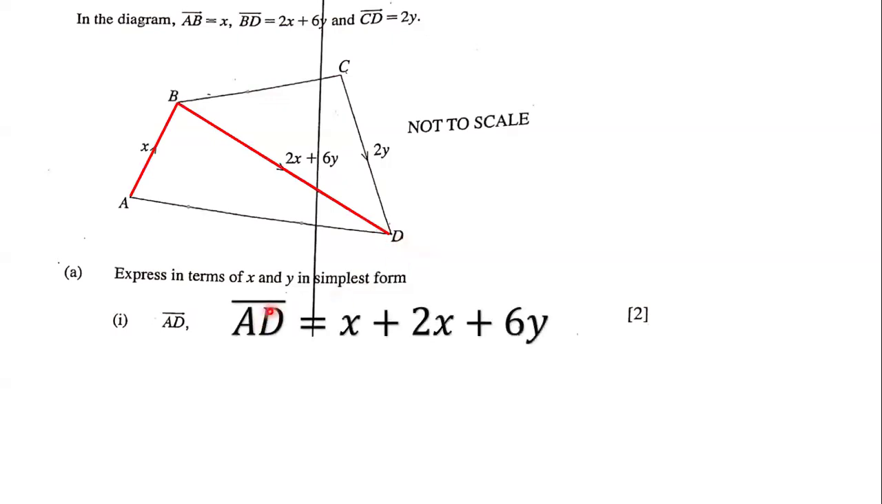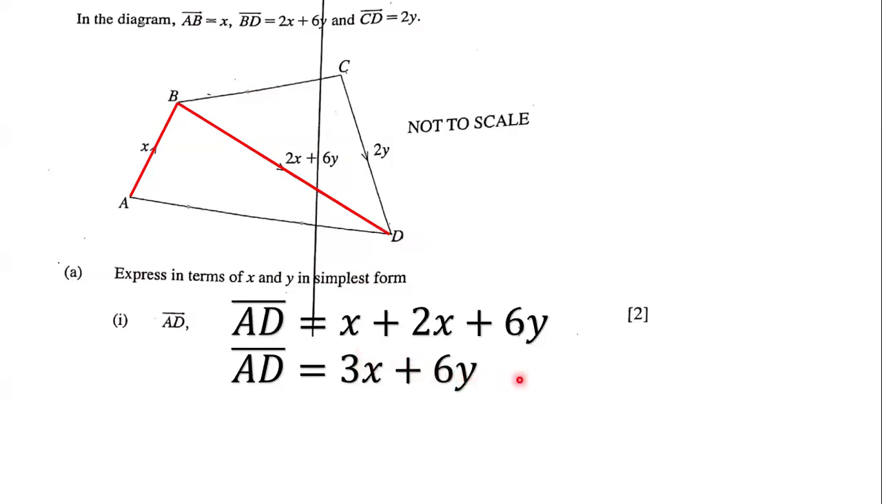Well, AD is equal to, if we go from A to B, that's x. And if we go from B to D, that's 2x plus 6y, as we have here. And so what we can do is add these two terms because they are like terms. So we have x plus 2x, and x plus 2x is definitely equal to 3x. And so we have 3x plus 6y.